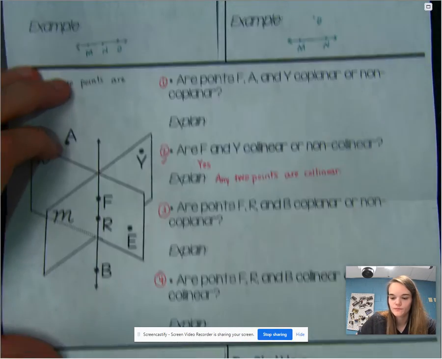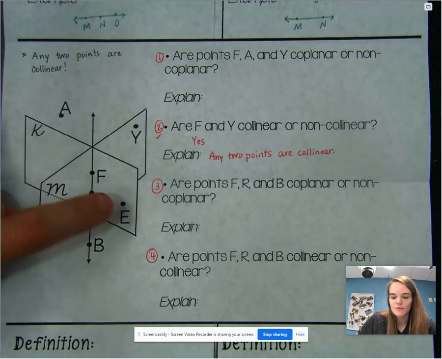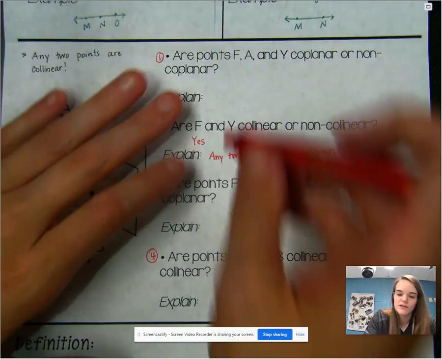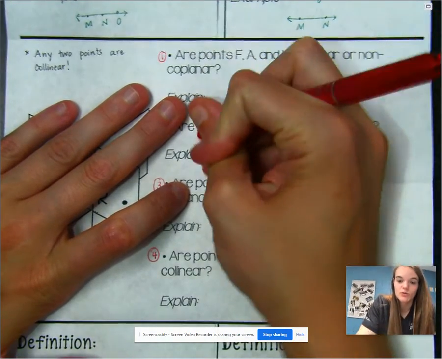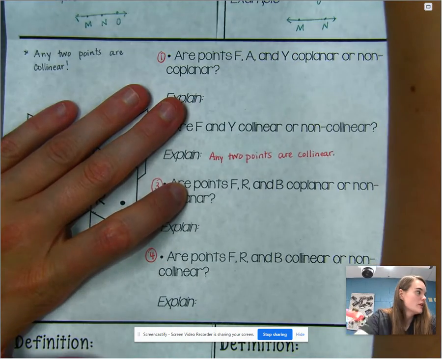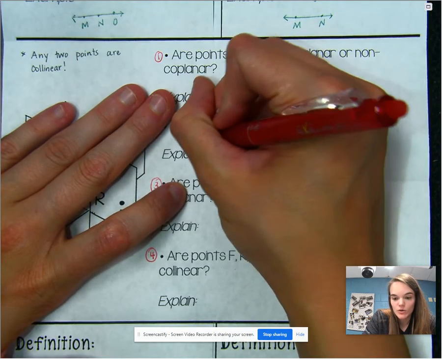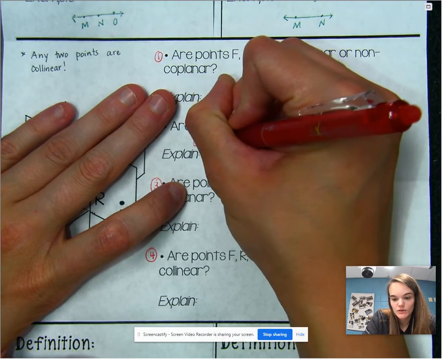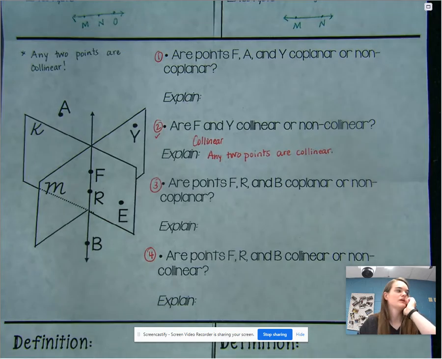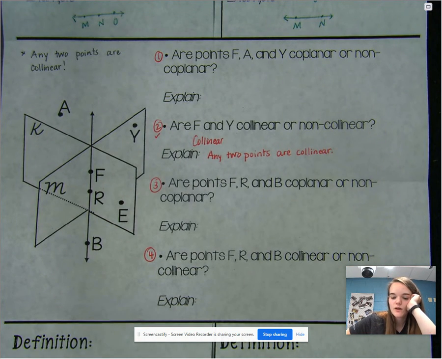Number 4. Are points F, R, and B collinear? Look, I said yes when it should have been collinear. Sorry that I shook the camera there. Collinear. Please fix that. That's my biggest thing, is I don't read the directions. You should read them, but so should I.